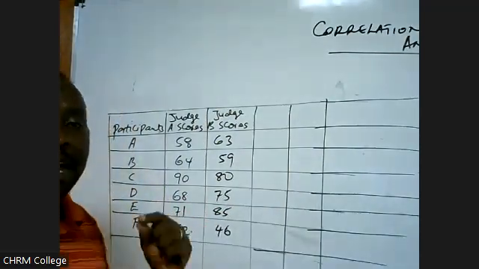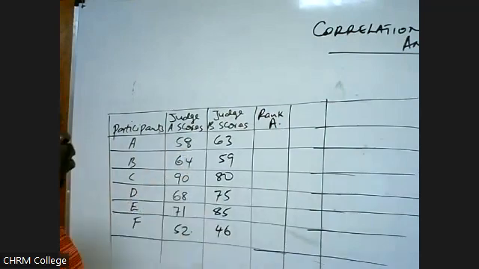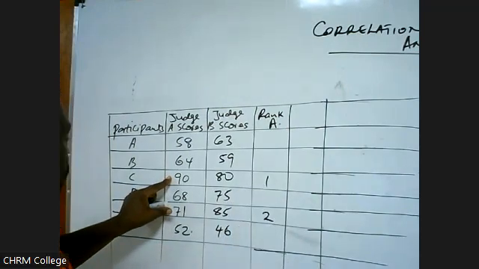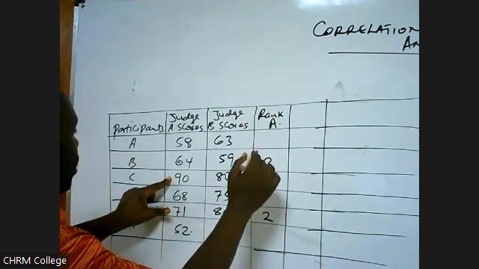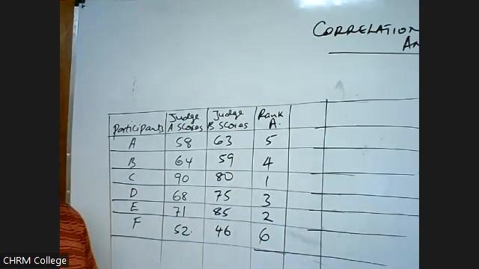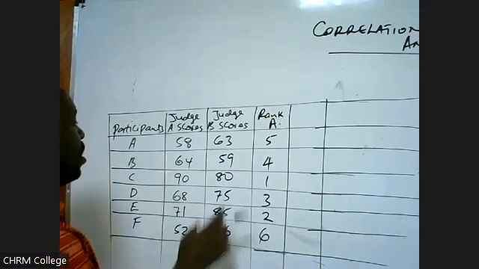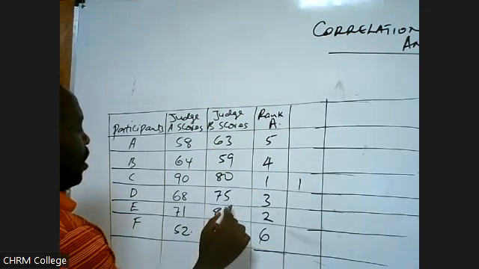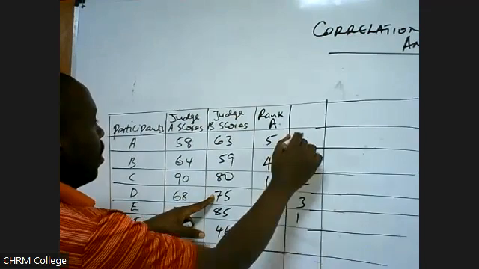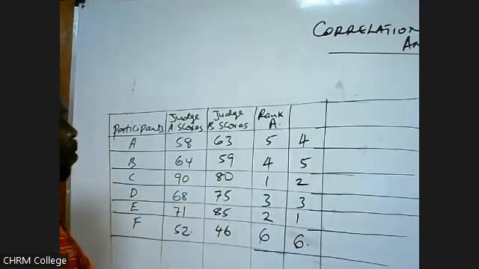First of all, rank them according to Judge A, we call it rank A: who was number one up to number last. Number one is the one with the highest score, followed by number 2, number 3, number 4, number 5, and then number 6. According to Judge B, number 1 was here, followed by this one, number 2, then this one is number 3, that is number 4, this one will be number 5, and then we have number 6 here. That is rank B.